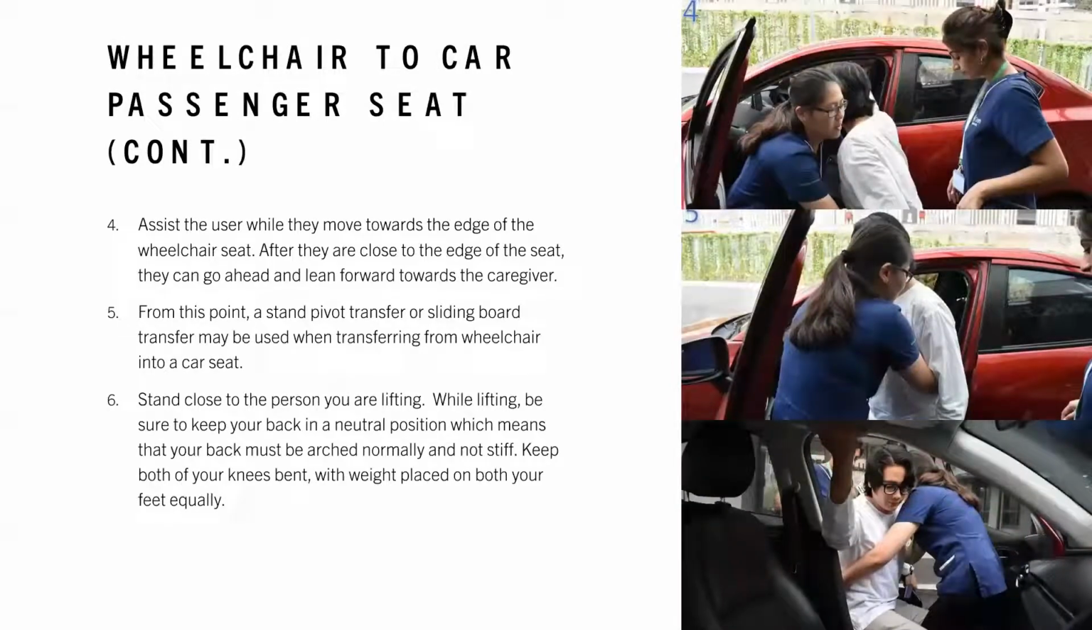Number four, assist the user while they move towards the edge of the wheelchair seat. After they get close to the edge of the seat, they can lean forward towards the caregiver. From this point, a stand pivot transfer or sliding board transfer may be used when transferring from the wheelchair into a car seat. Number six, stand close to the person you are lifting. While lifting, be sure to keep your back in a neutral position, which means that your back must be arched normally and not stiff. Keep both your knees bent and with weight placed on both your feet equally.